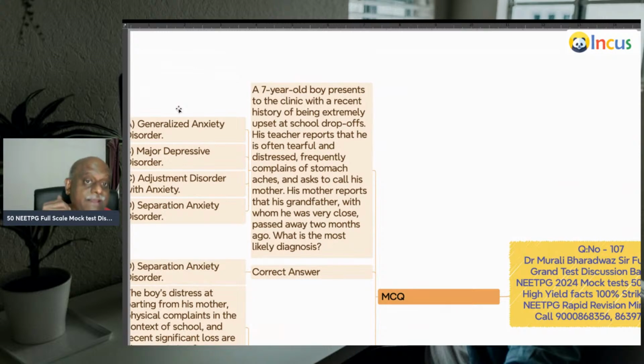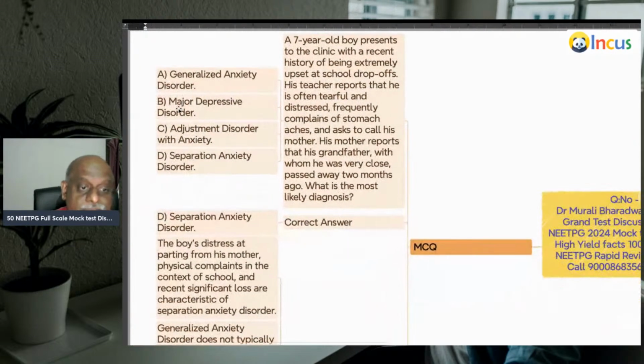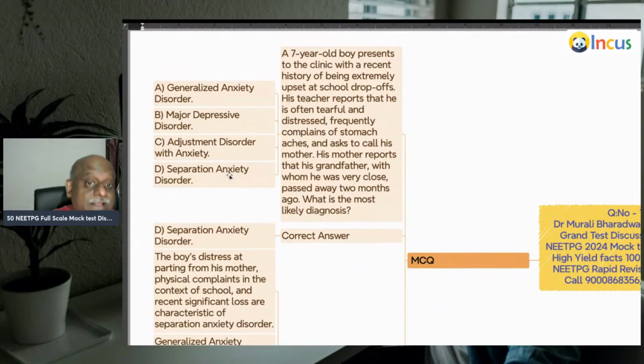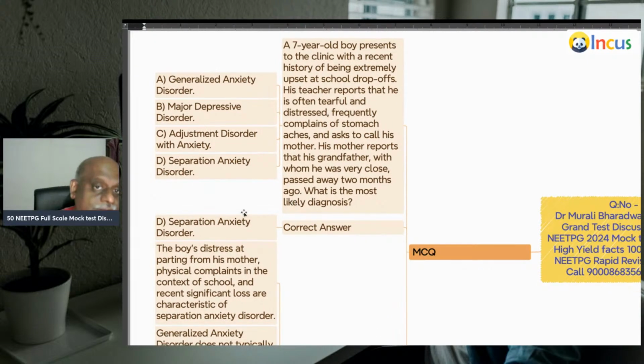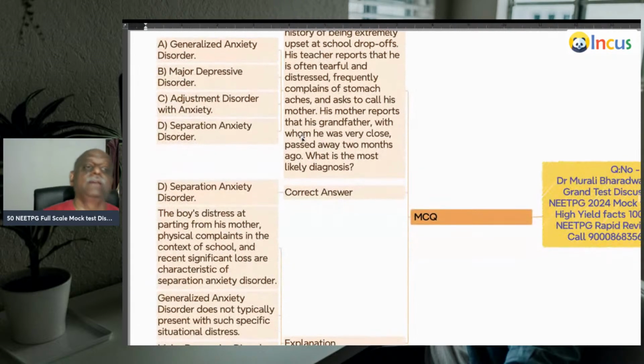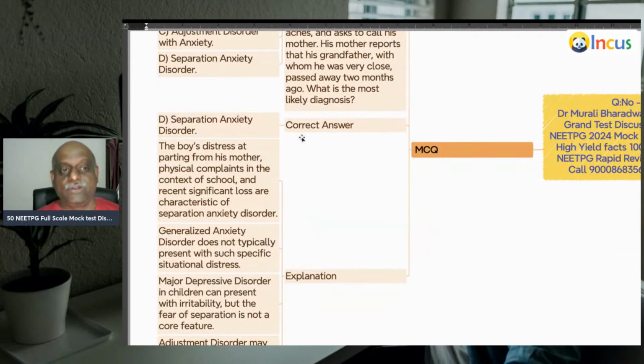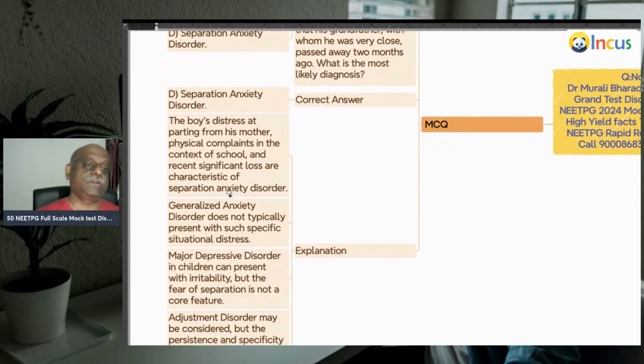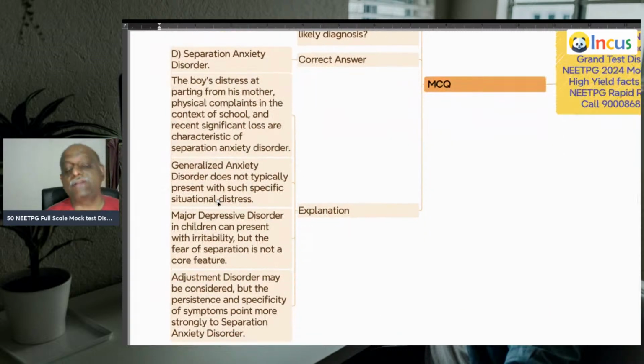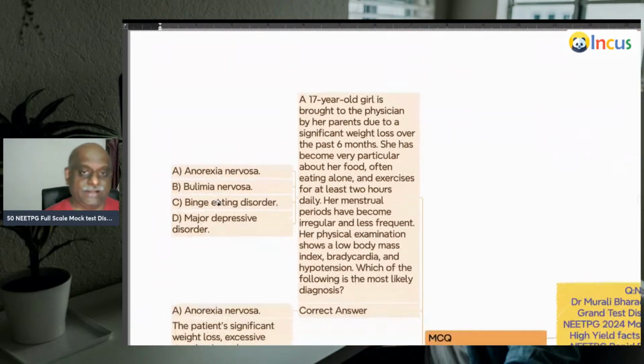A 7-year-old boy with a recent history of being extremely upset at school drop-offs. His mother reported that his grandfather, with whom he is very close, passed away 2 months ago. His teacher reported that he is often tearful, distressed, frequently complains of stomach aches. So a boy's distress at parting from his mother, physical complaints in the context of school, recent loss are characteristic of separation anxiety disorder.